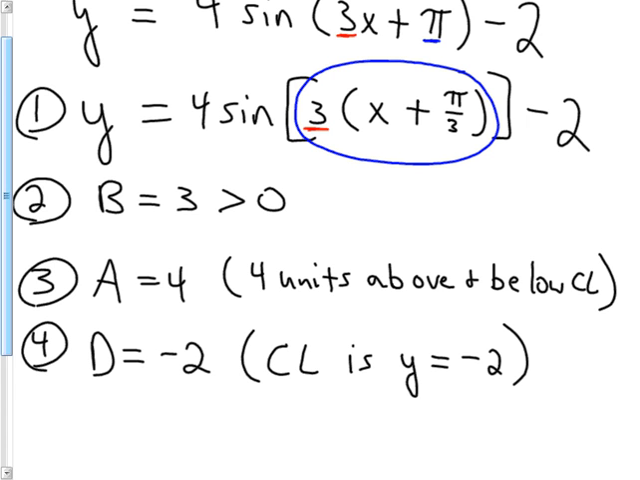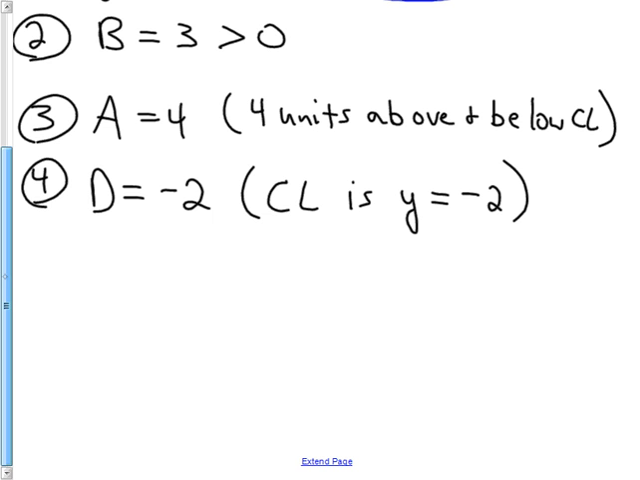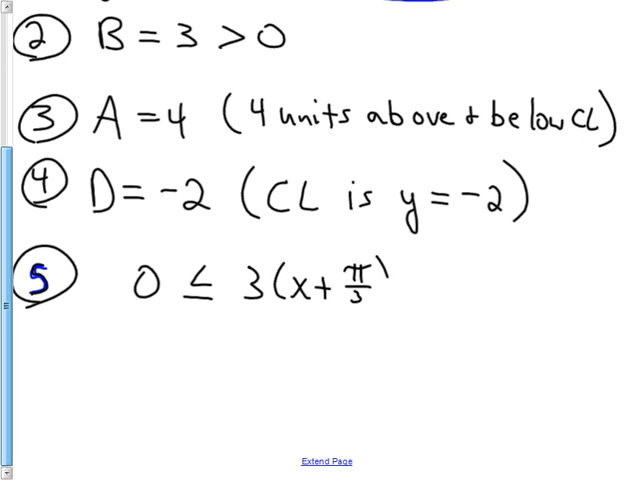So we're going to use the original period for sine, and the original period for sine is from 0 to 2 pi. So using that, I know that 0 is going to be less than or equal to my new value here, 3 times x plus pi over 3, and that's going to be less than 2 pi. And I'm going to use that expression to help me determine the new period of my function.